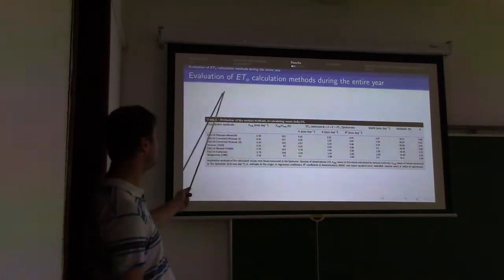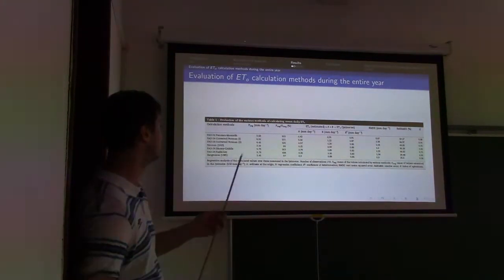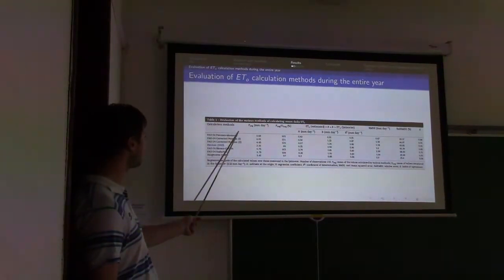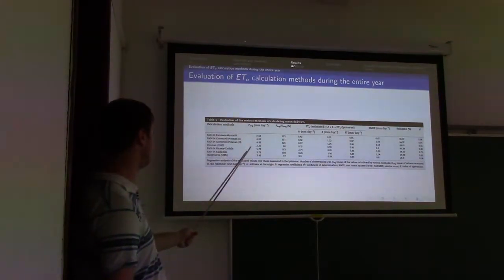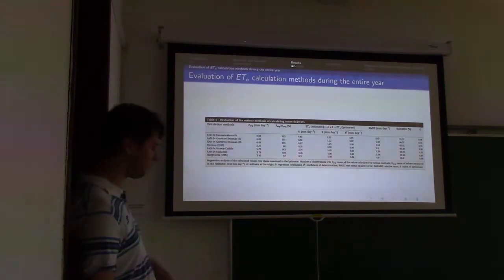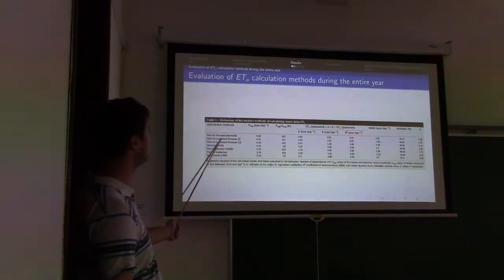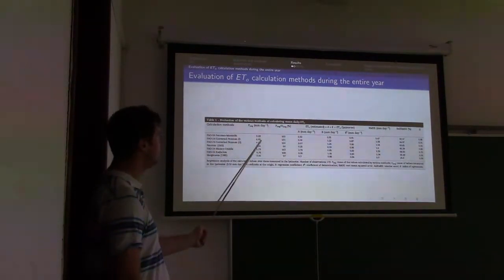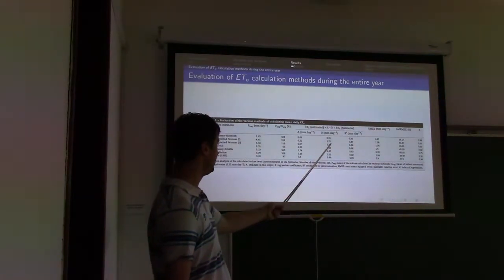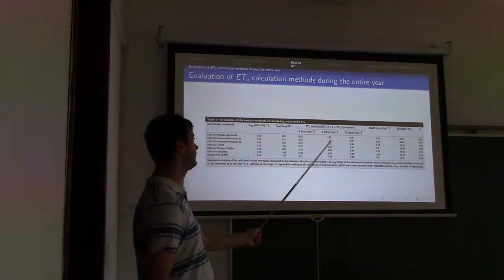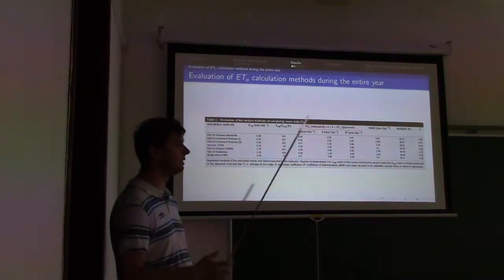First, we have the evaluation of evapotranspiration calculation methods during the entire year. I'm not sure how well you can see here, but we can see that the FAO Penman-Monteith method, this last method, number 7, is the most precise one. Average evapotranspiration per day was 3.52 millimeters per day, and this method predicted 3.63 millimeters per day. But this measure is maybe not as important as the other ones. For example, the coefficient of determination is 0.91.